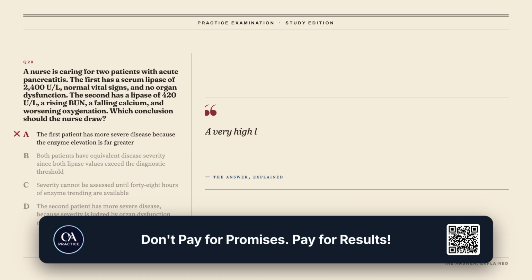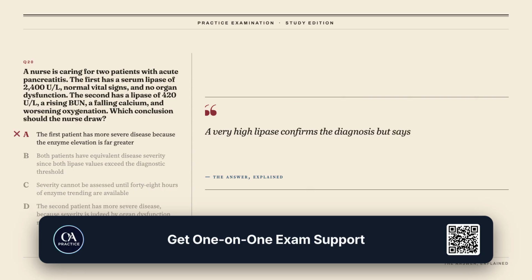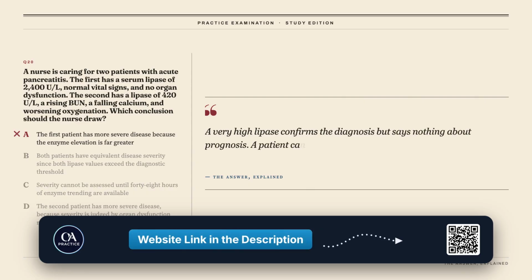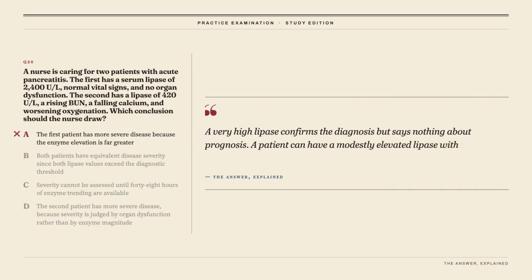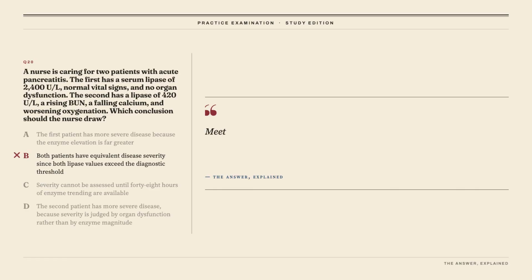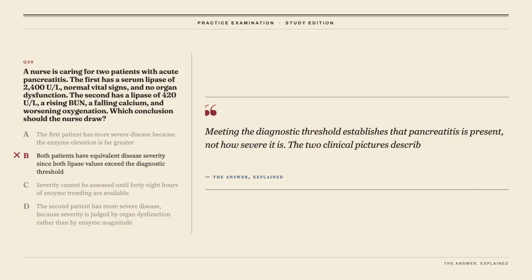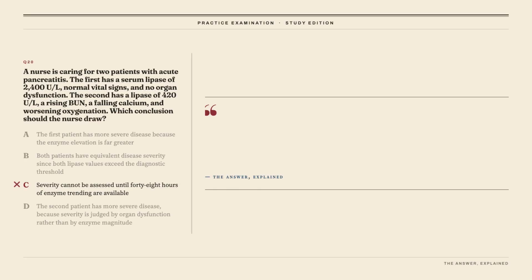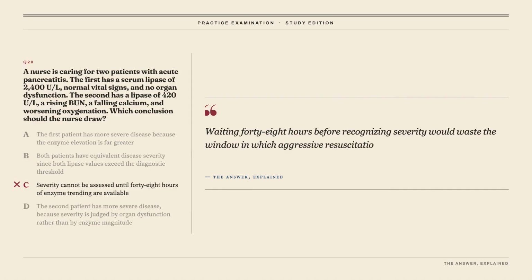A is wrong because a very high lipase confirms the diagnosis but says nothing about prognosis. A patient can have a modestly elevated lipase with extensive necrosis or a very high value with mild disease. B is wrong because meeting the diagnostic threshold establishes that pancreatitis is present, not how severe it is. The two clinical pictures described here are far from equivalent. C is wrong because waiting 48 hours before recognizing severity would waste the window in which aggressive resuscitation and escalation matter most. Organ dysfunction is accessible at the bedside right now.